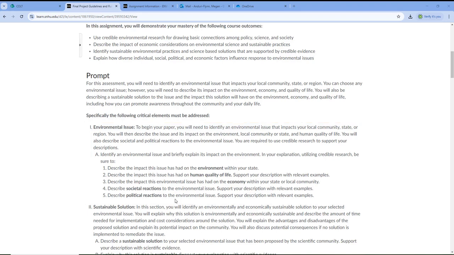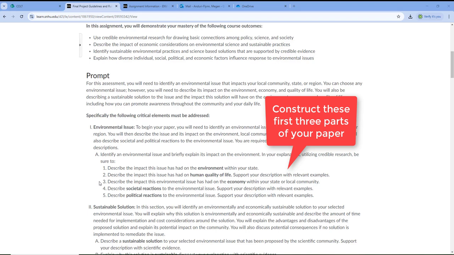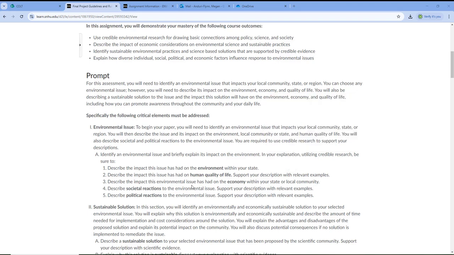So the milestone itself covered environmental issue points 1, 2, and 3, right? You were able to describe the impact of the issue on the environment, the human quality of life, and the economy within your community. So I highly suggest that you start putting this information that you researched for Milestone 1 into paragraphs to start your paper. We did not get to points 4 and 5, so you'll need to do these on your own.